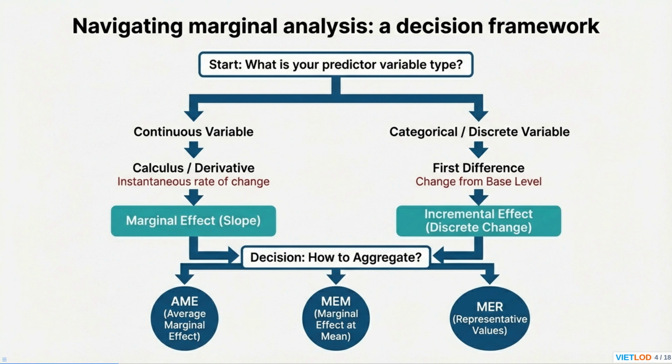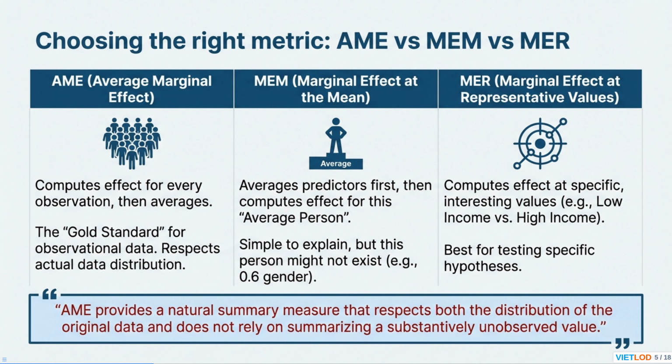After determining these individual effects, the next crucial decision is how to aggregate them across your sample. This leads to three primary aggregation methods: the average marginal effect, the marginal effect at the mean, or the marginal effect at representative values, each suitable for different analytical goals. We will explore these aggregation options in detail next.